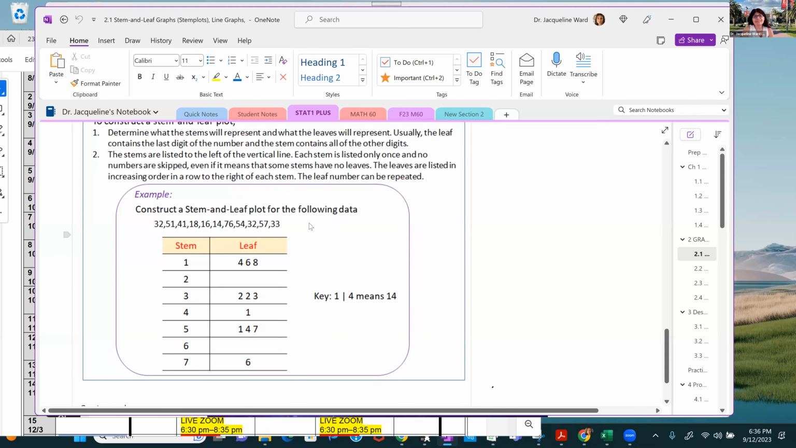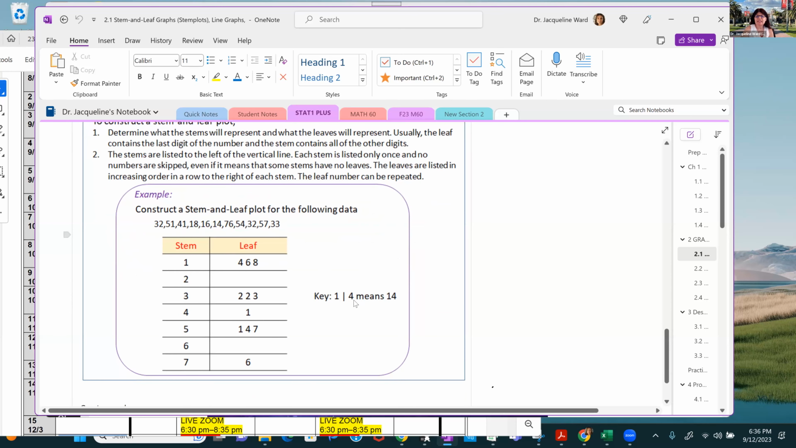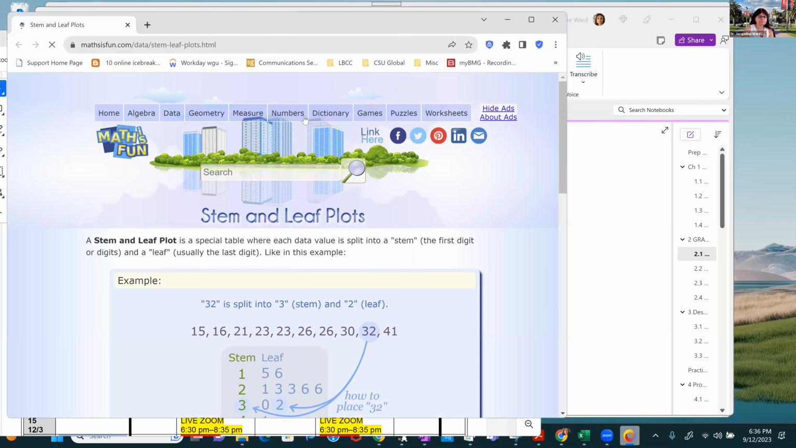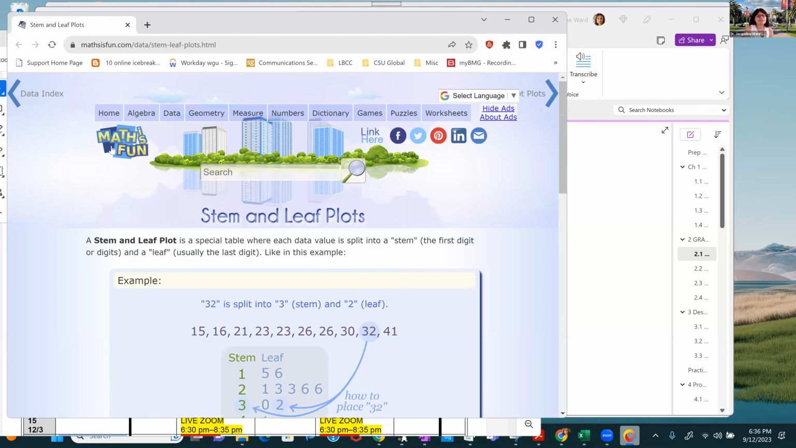We also looked a little bit at stem and leaf plots. And here's an example. This one has a key where 1 bar 4 means 14. Here's a link that also has some great examples at mathisfun.com. Stem and leaf plots. So this is also just a good reminder about this website, this resource.